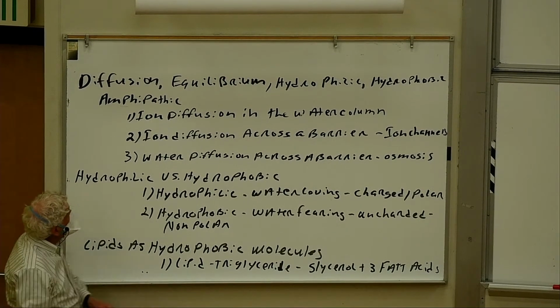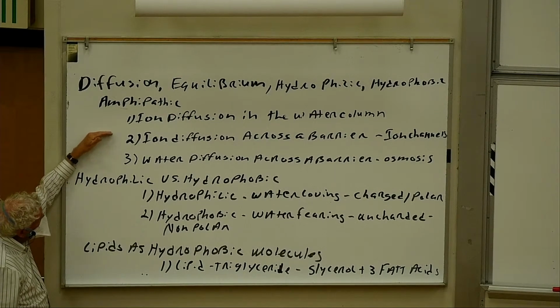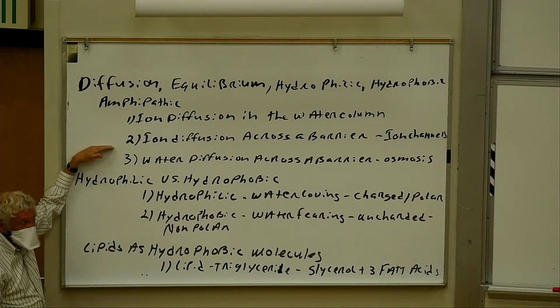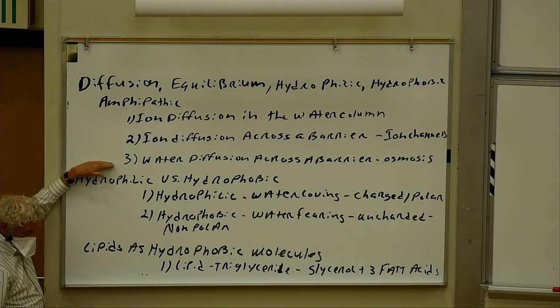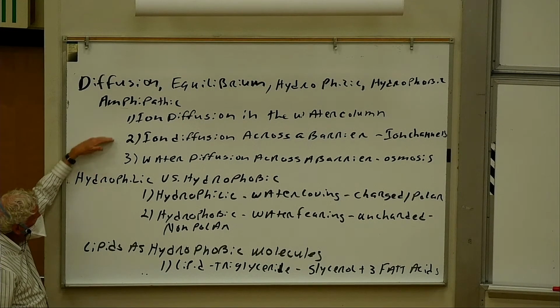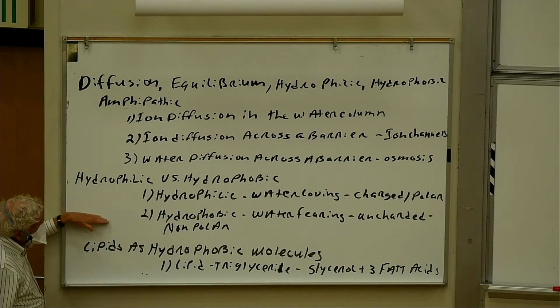But first, what we want to do is lay out this idea of ion diffusion, the idea of coming to equilibrium. We're then going to talk about ion diffusion across a barrier, again coming to equilibrium. And then we'll finish with the story of water diffusion across a barrier, which is a particular kind of diffusion called osmosis. We'll walk our way through all of those. And then hydrophilic versus hydrophobic.